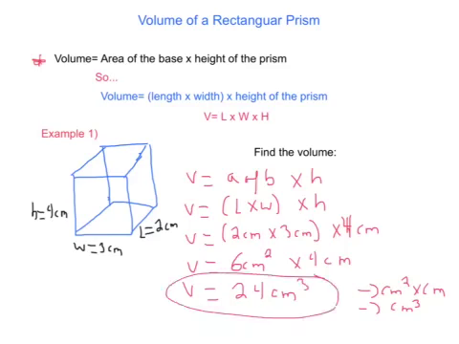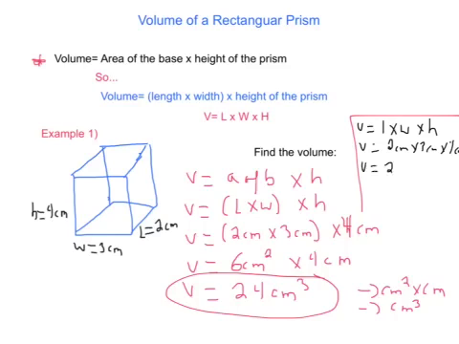Now, you also could have done it this way, which would have worked equally as well. And I'll just do it right here. You could have just done the formula. Volume equals length times width times height. Volume equals 2 centimeters times 3 centimeters times 4 centimeters. And just multiply them together. 2 times 3 times 4 still would give us 24. And we would have centimeters times centimeters times centimeters, which is centimeters cubed.